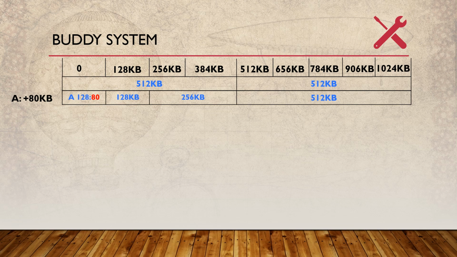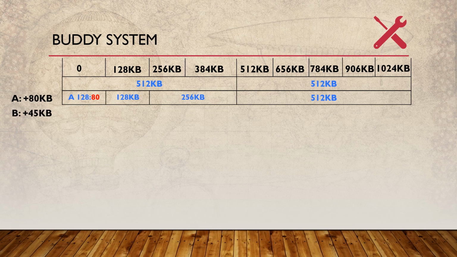And what if I divide the 128 in half again, which is 64 and 64? Now the 64 is smaller than 80 KB, so it cannot be allocated by memory A. So I would like to use the 128 KB for memory A to be allocated. So now the red color number indicates that this part is being allocated by memory A.